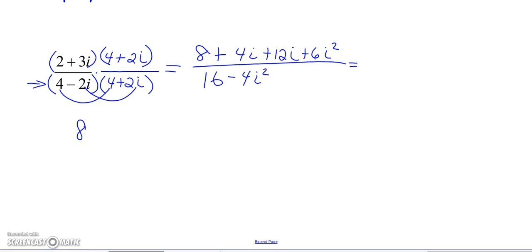So I simplify the top. I get 8 plus 16i. And instead of writing plus 6i squared, I'm going to write minus 6, because I'm going to get rid of that i squared that we know is equal to negative 1.